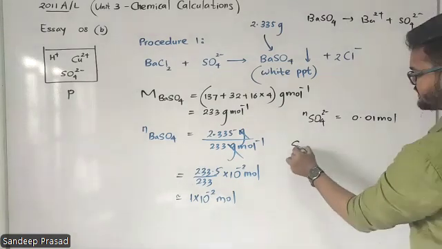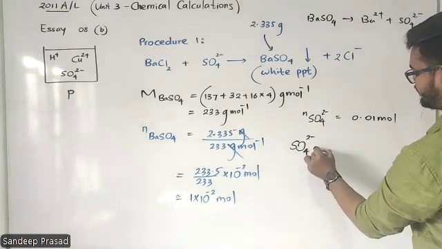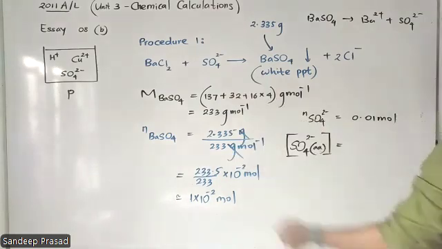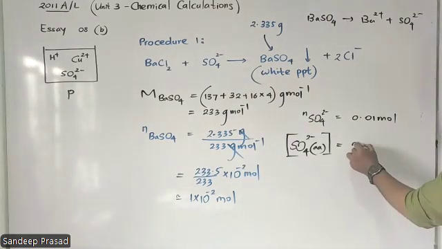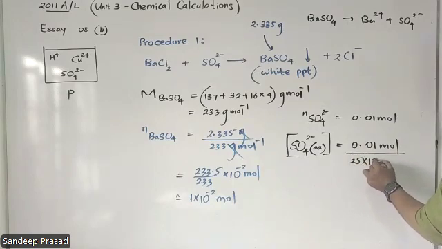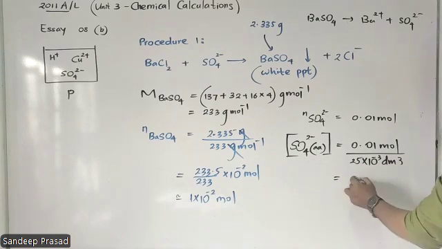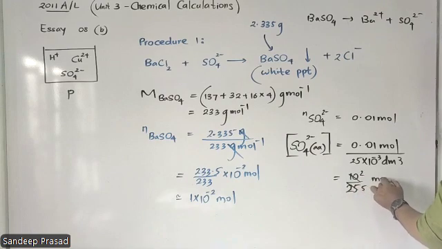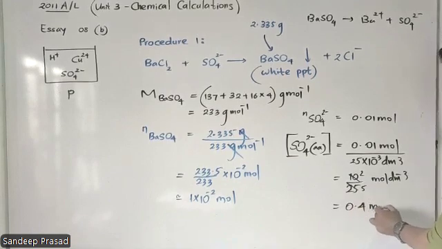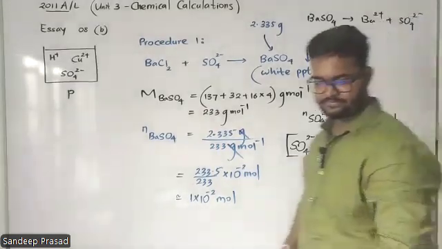Then how do you find out the sulfate molar concentration in the aqueous solution P? They have given that initially they used a 25 cubic centimeter sample. So then 0.01 moles divided by the volume, 25 into 10 to the power minus 3 cubic decimeter. Then the answer is 10 divided by 25, 2 over 5, which means 0.4. Sulfate molar concentration is 0.4 moles per cubic decimeter.